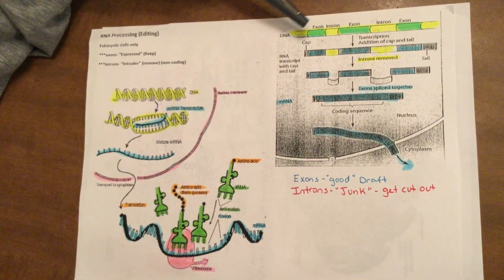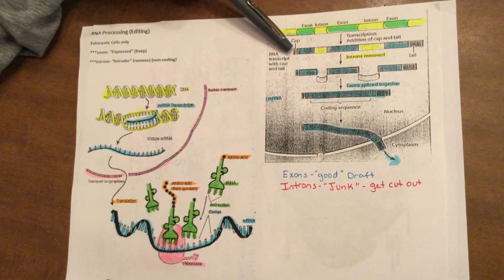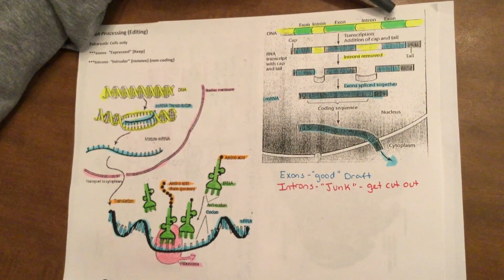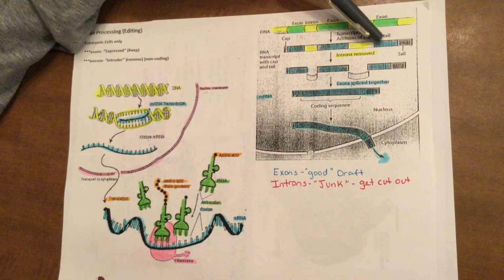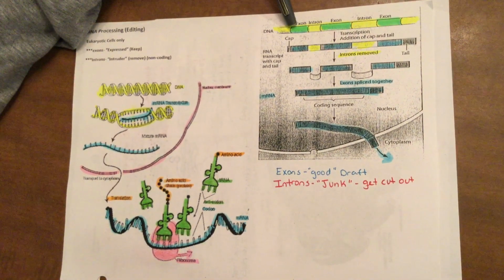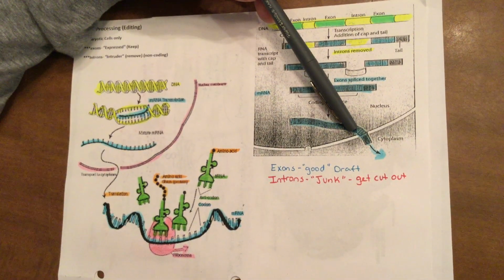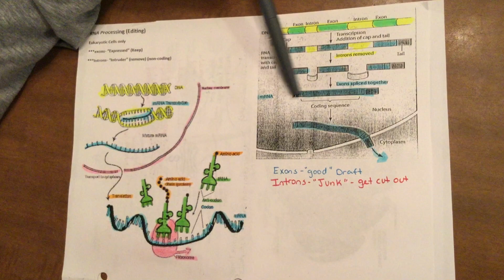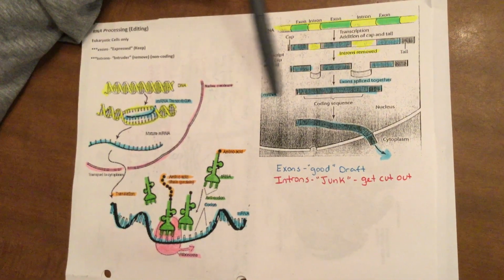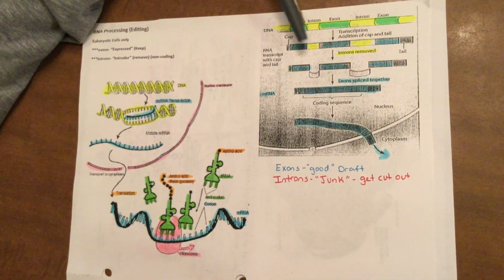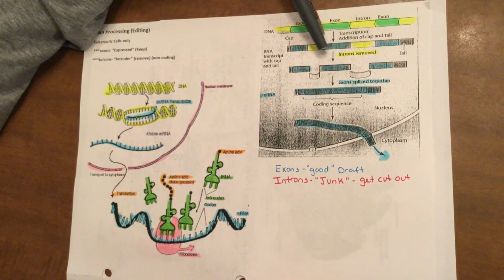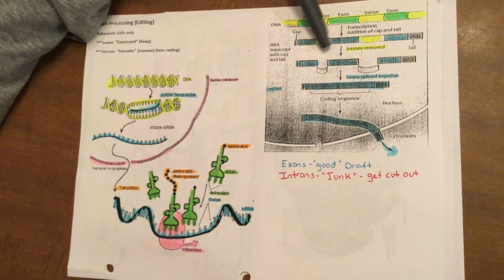What basically happens is, as transcription happens, we're only going to be copying the exons, and they'll get pasted together. By the time that messenger RNA strand leaves the nuclear pores for the cytoplasm, it's just the exons, that good draft, that final draft we're looking at here. So all that junk material never leaves the nucleus.